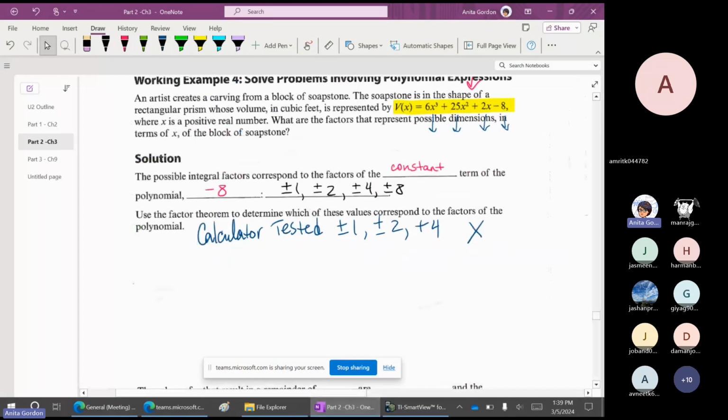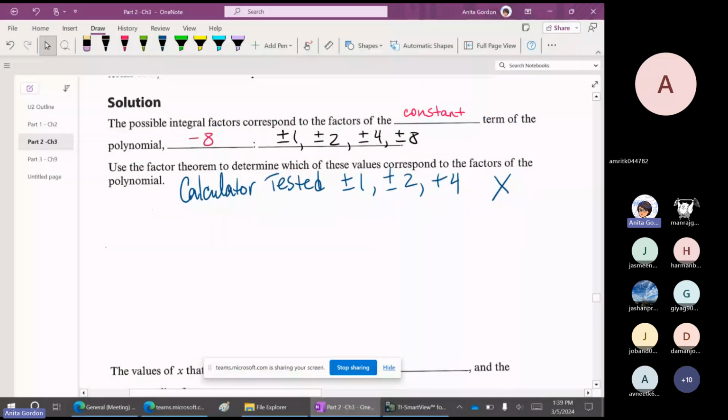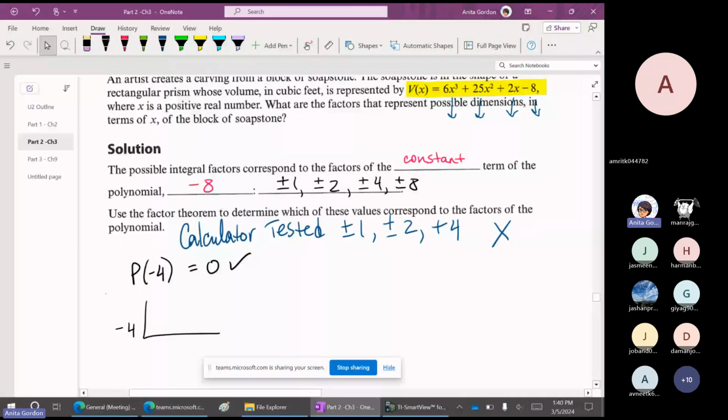Let's finish up, guys. So with the calculator, we know the positive numbers are not going to work. The smaller positive numbers didn't work. The negative 4 using our calculator did work. So we want negative 4 to be a factor. So let's do synthetic division and sort this out. This is 6, 25, 2, negative 8.